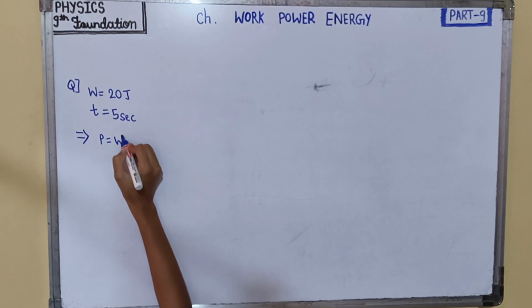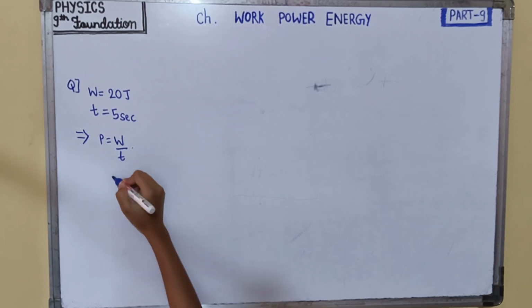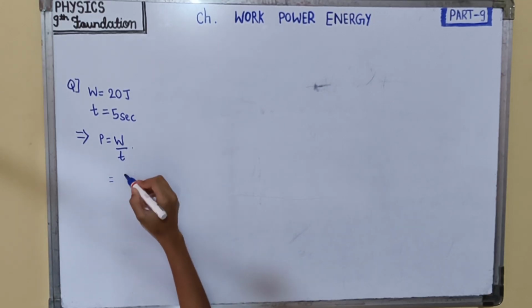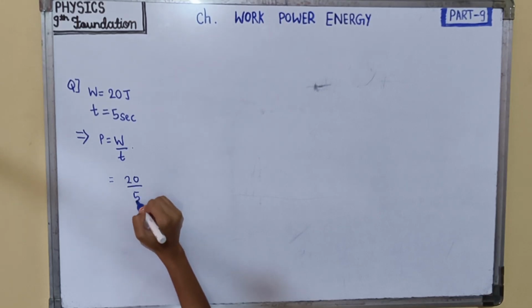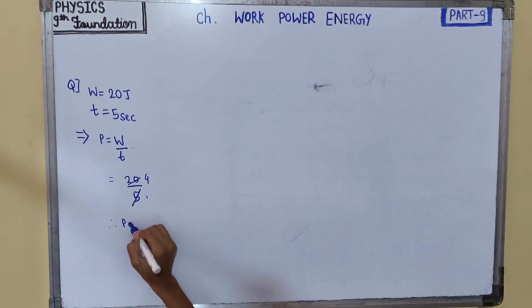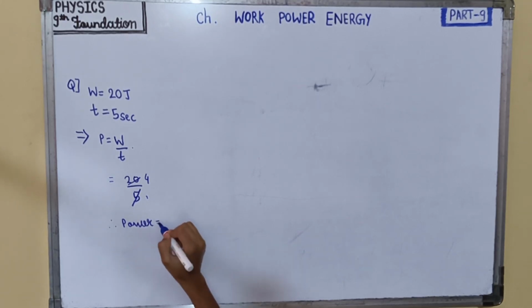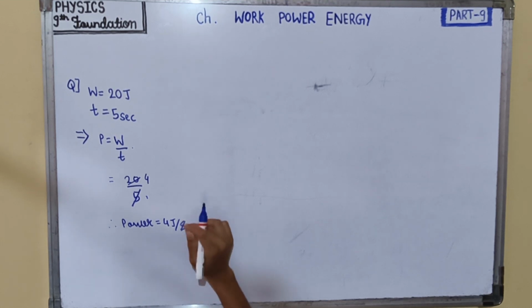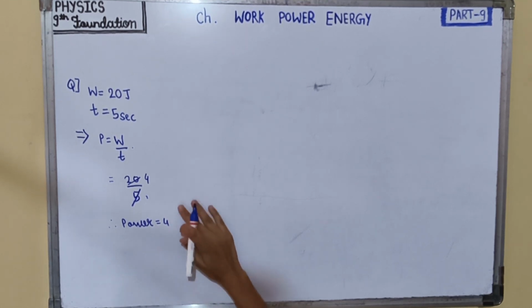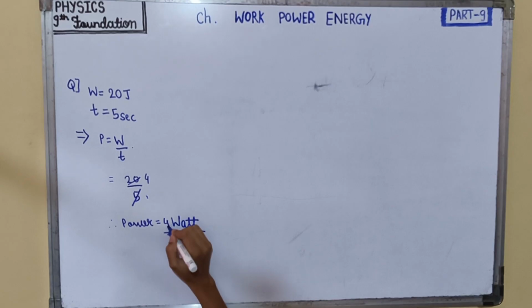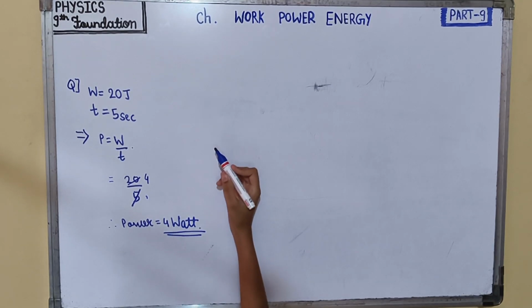Power is equal to W upon T, work done upon time taken. And the unit of power is joule per second, so units are also correct. So 20 upon 5, 5 fours are 20. Therefore power is equal to 4 joule per second. 1 joule per 1 second we can write as watt. So power is measured in watt. 4 watt is the answer.